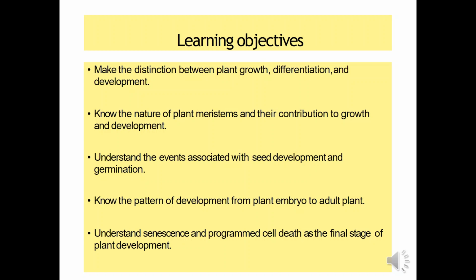The third LO is to understand the events associated with seed development and germination. The events mean the activity or the process of seed development and also seed germination. The fourth learning objective is to know the pattern of development from the plant embryo to the adult plant. You may know that all living organisms come from an embryo to an adult. And the last one, you will need to understand senescence and programmed cell death as the final stage of plant development.